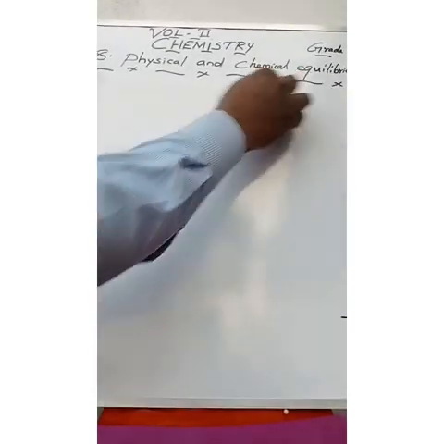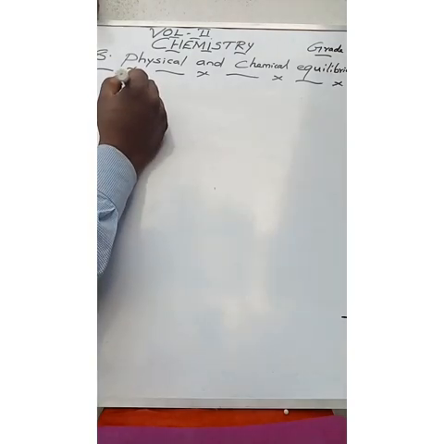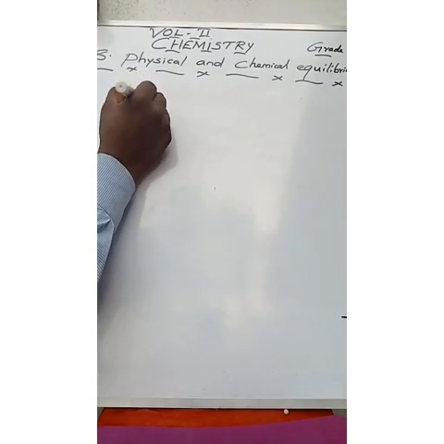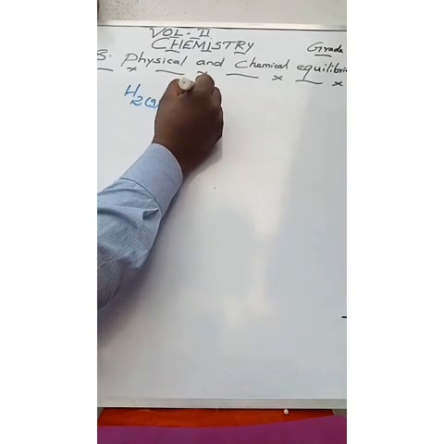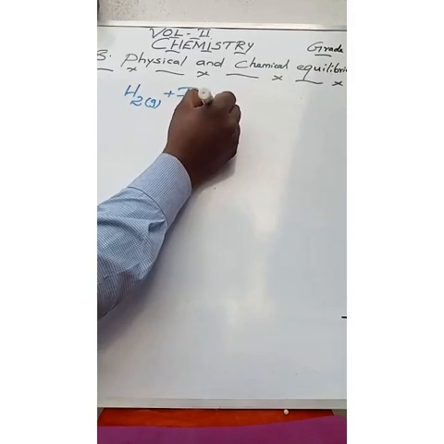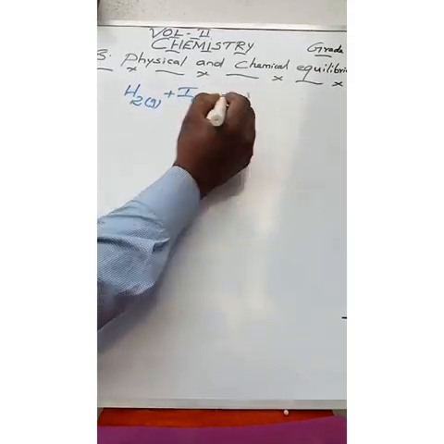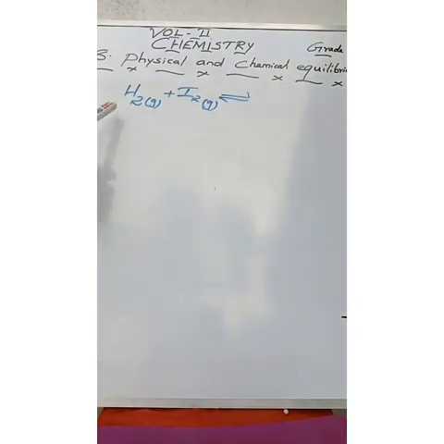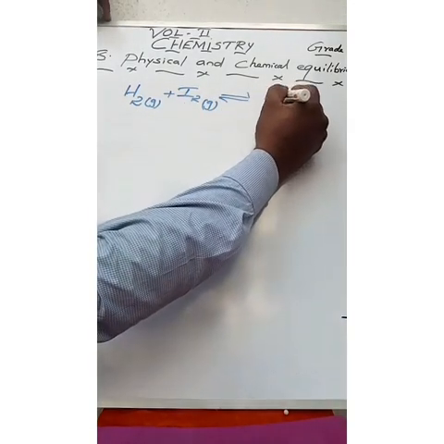For example, how can I explain that? Here I am taking two reactants. H2 is in the gaseous state, and I am taking another one, iodine, which is also gaseous. Hydrogen and iodine are the reactants, both in the gaseous state. When they react, we get hydrogen iodide, HI.